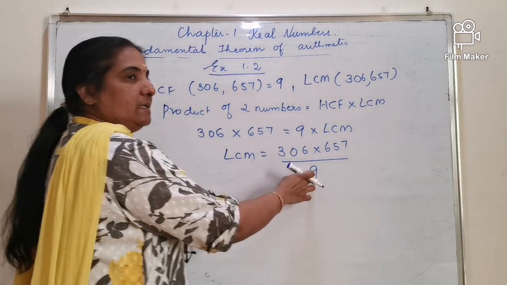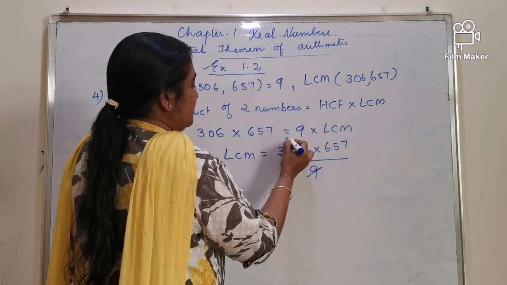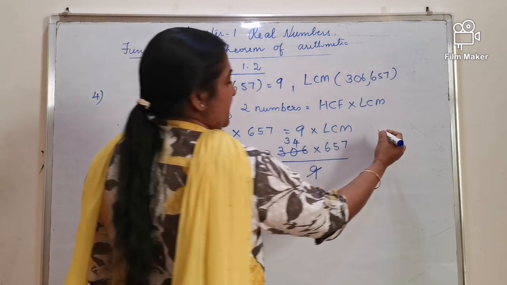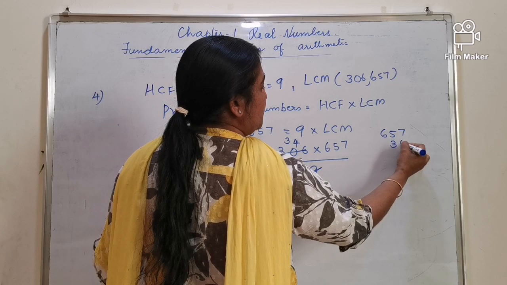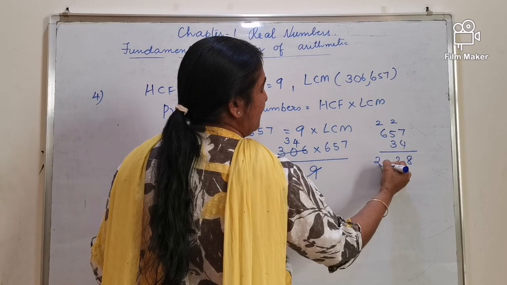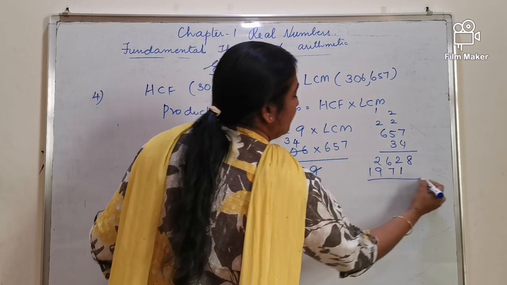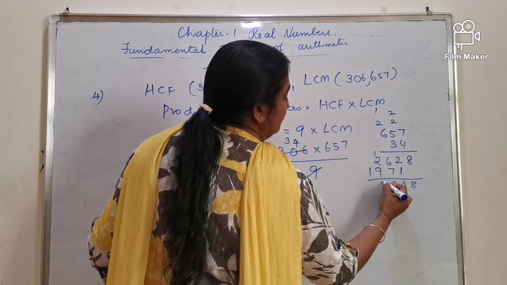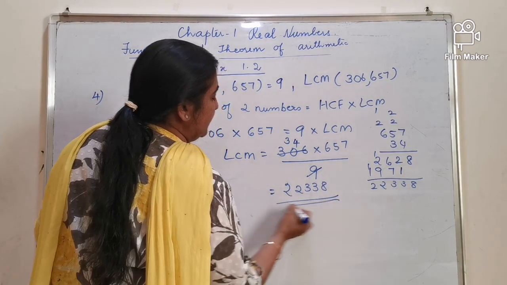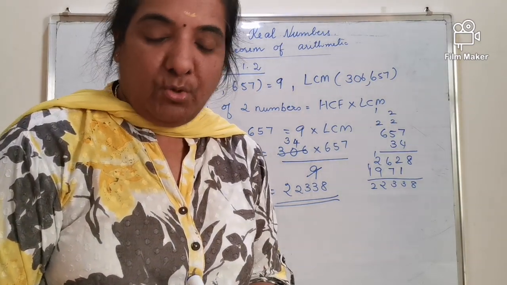You can see that 9 is divisible into both the numbers, but simplify only in one of them, as 9 3s are 27, 36, 34. So the LCM answer will be 657 into 34. The LCM is 22,338. It's a very common 2-mark question which is asked by the boards.